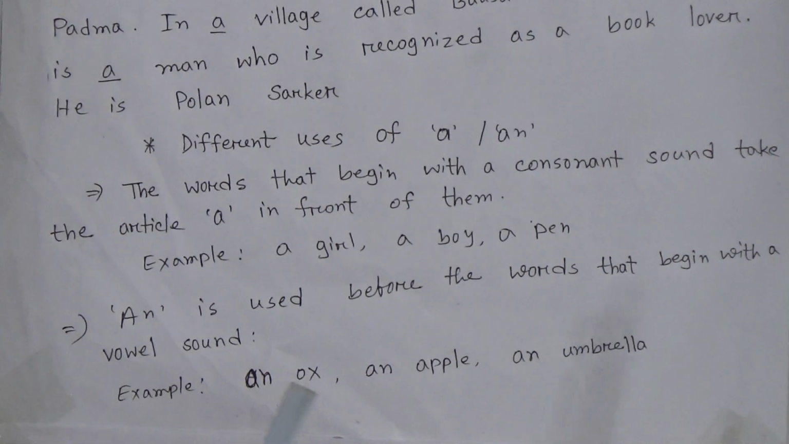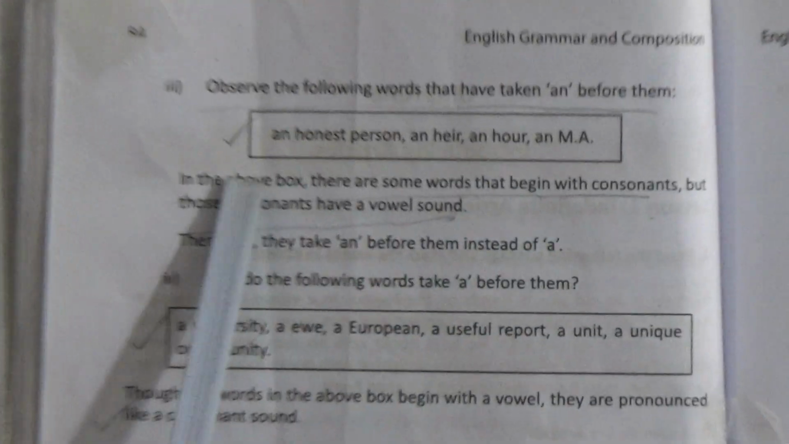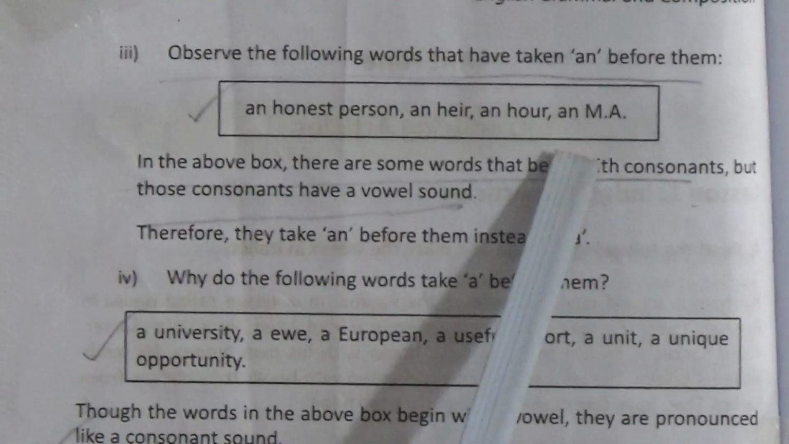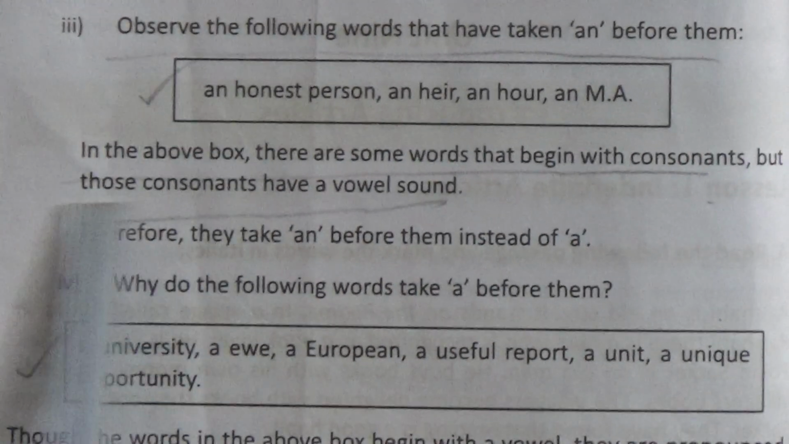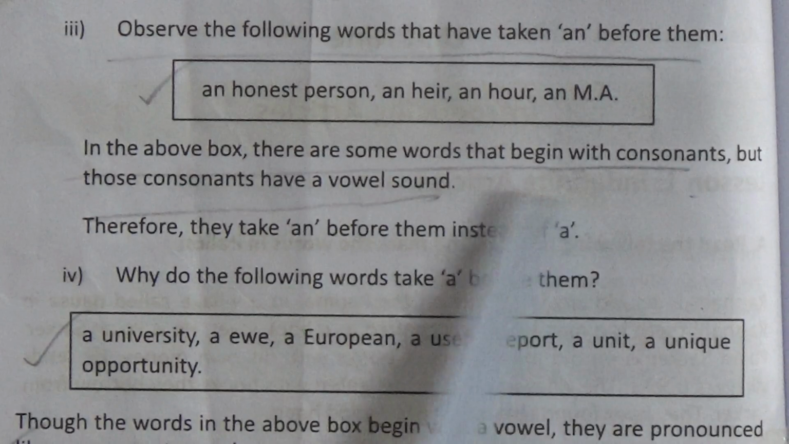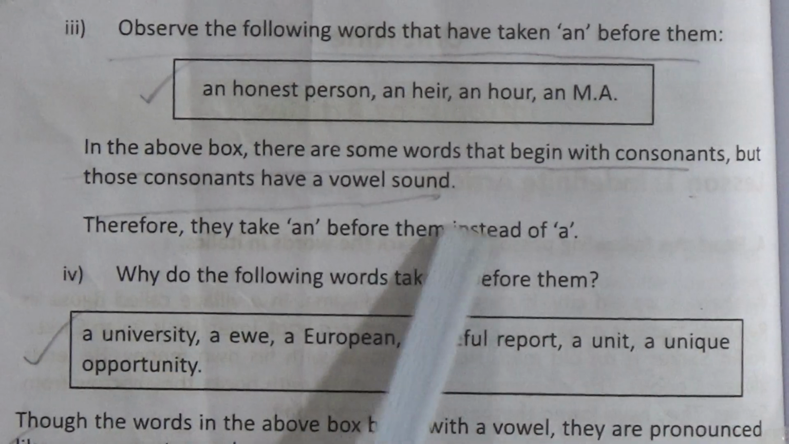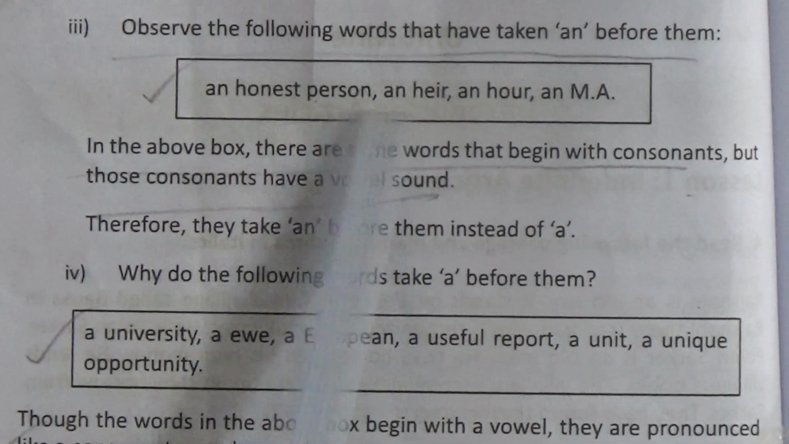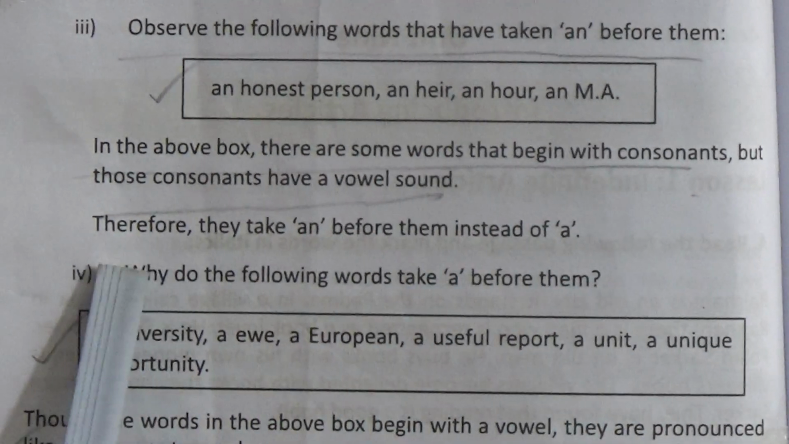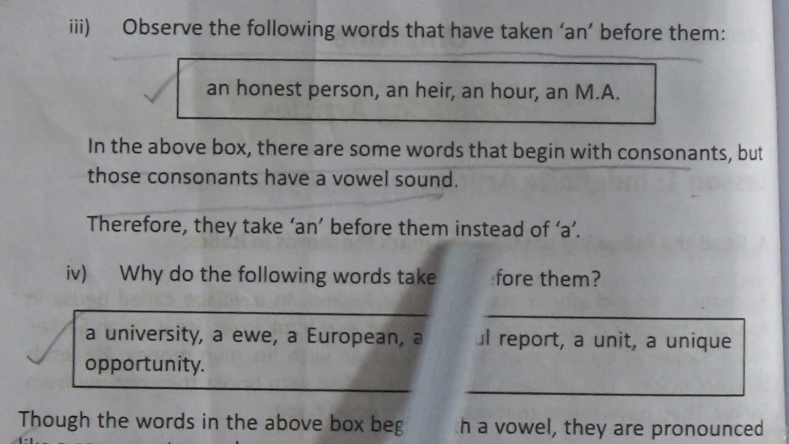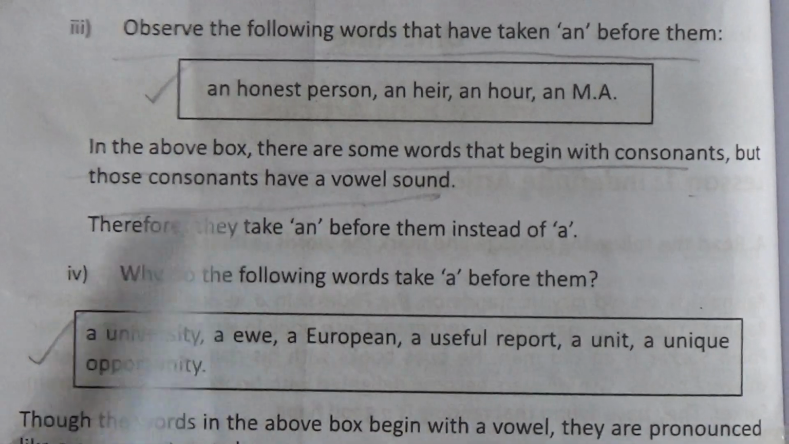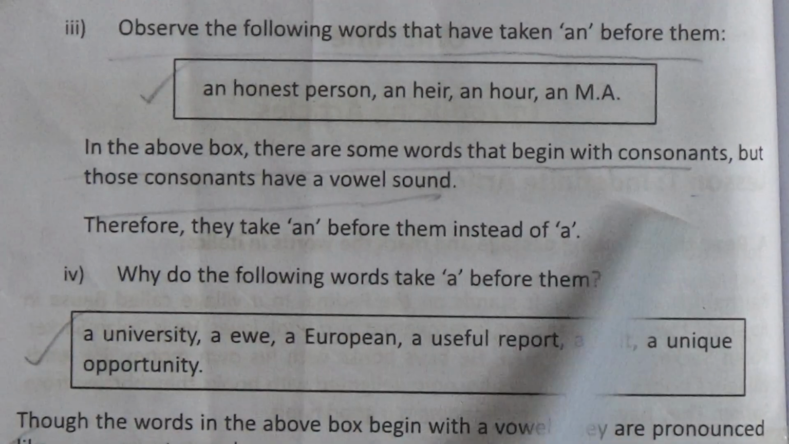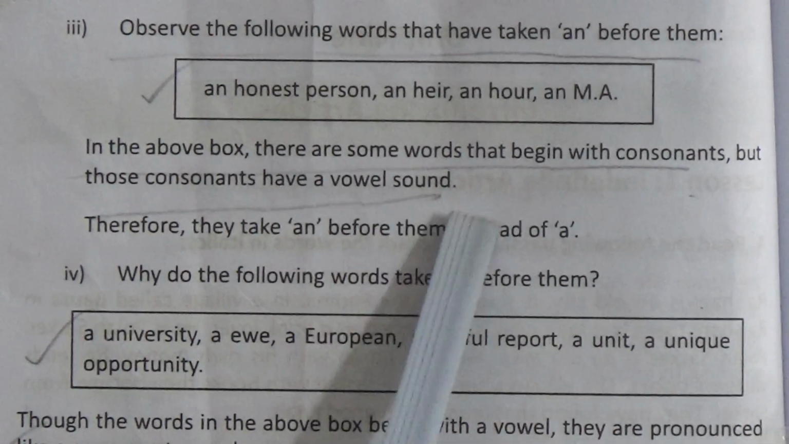Now I am going to discuss another topic. Look here, in this box you will find some words like an honest person, an hour, and an MA. In the above box there are some words that begin with consonants, but those consonants have a vowel sound. They are an honest, an hour, and an MA. Therefore they take AN before them instead of A, because those consonants have a vowel sound.